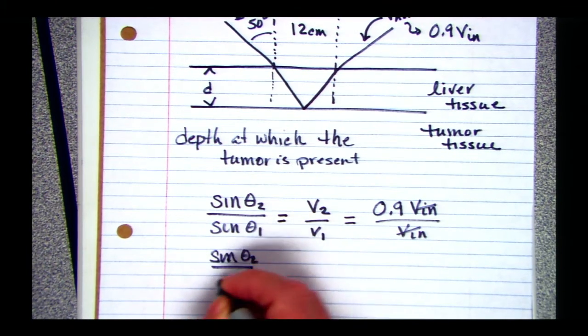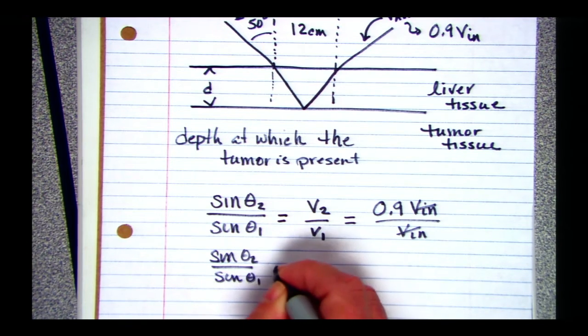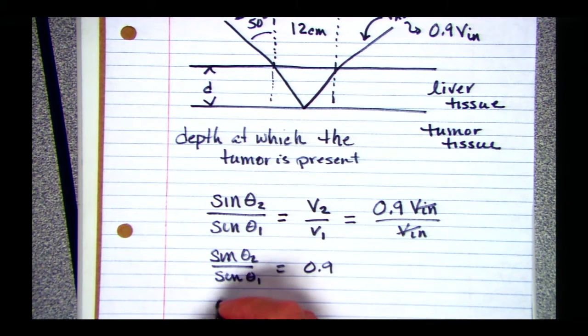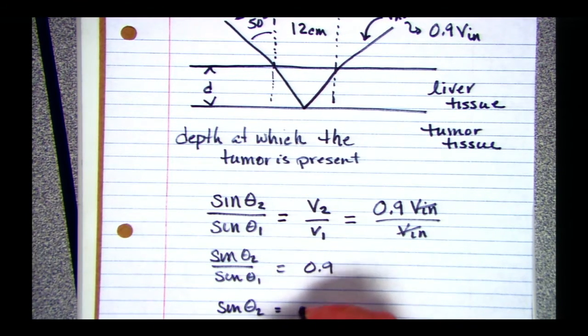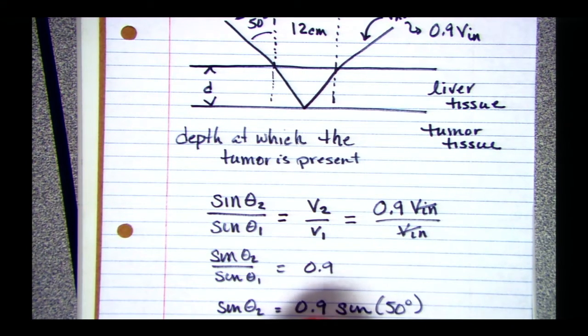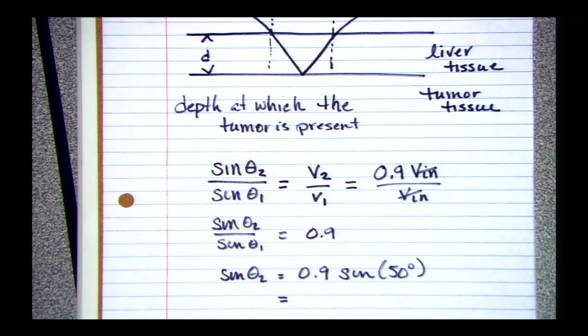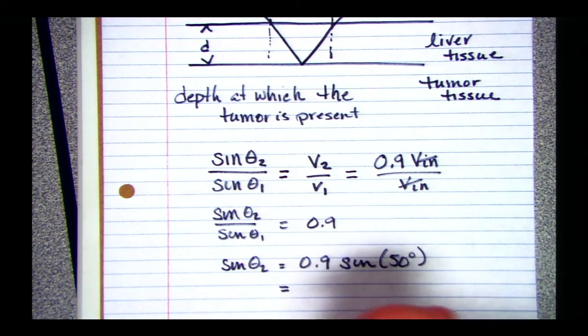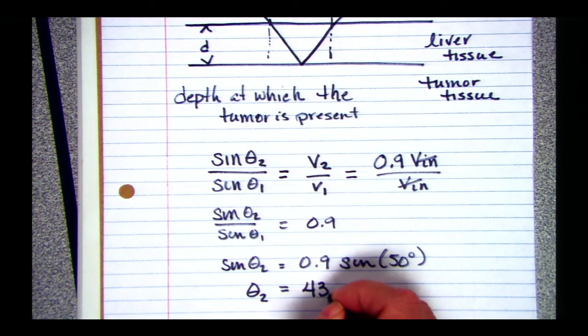Because we know exactly how we set up the system, we know that the sine of the angle is now going to be 0.9 times the sine of my 50 degrees. I can figure that value out, and when I actually calculate it, this is 43.6 degrees. So this angle right here is 43.6 degrees.